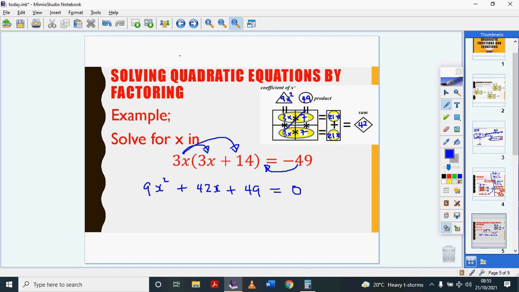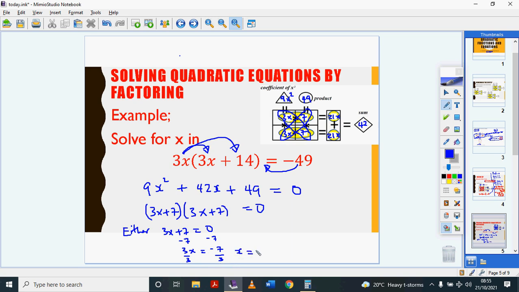So that means that my factors are those numbers and that number. So I have 3x plus 7, close brackets, 3x plus 7 is equal to 0. Now remember, if the product of two numbers is equal to 0, then either one of those can be equal to 0. So I have either 3x plus 7 is equal to 0, then I'll subtract 7 both sides, and I'll have 3x is equal to negative 7. And if I want to find x, I will divide both sides by 3 and end up with my x as equal to negative 7 over 3. Okay, that's one of the options.